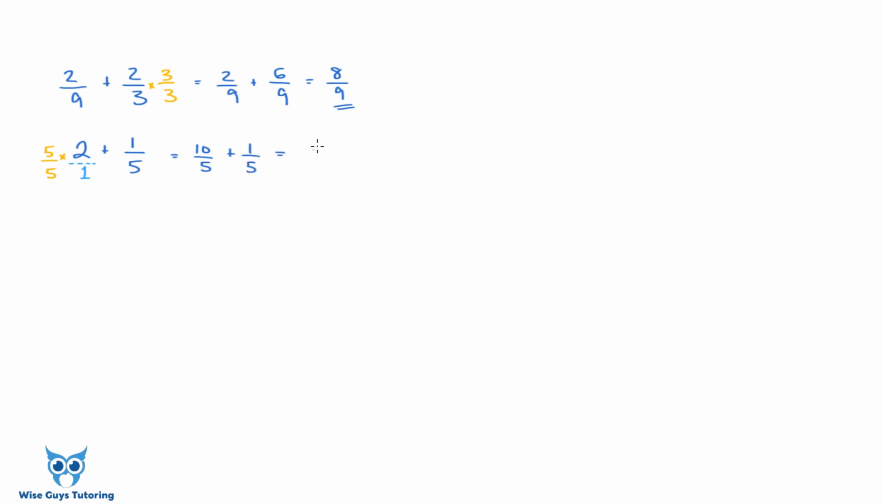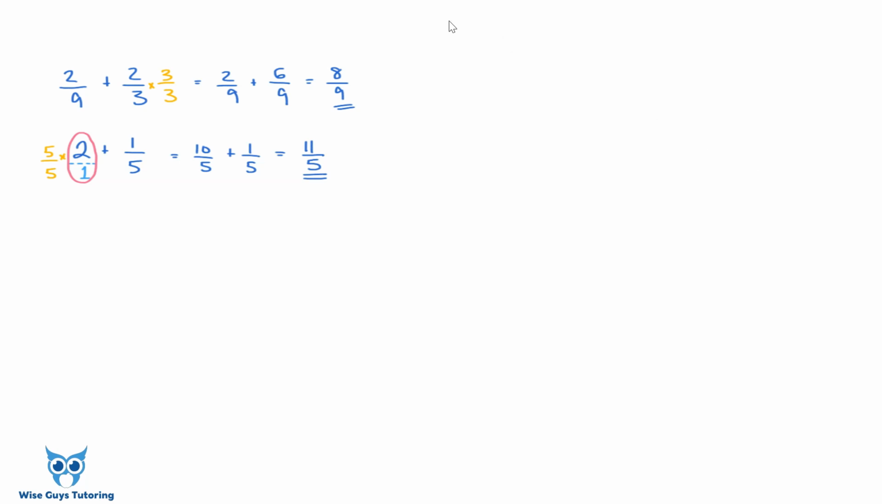And now I can simply add the 10 and the 1. And I keep my denominator, of course. And there's your 5. Okay, so whenever you have that integer, remember, denominator is 1. And then you just treat it like any other fraction. You can multiply top and bottom by the denominator of the other in order to get it under the same 5. And then you can add them up very easily.